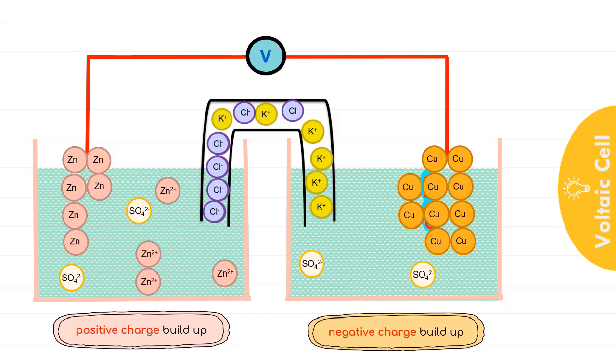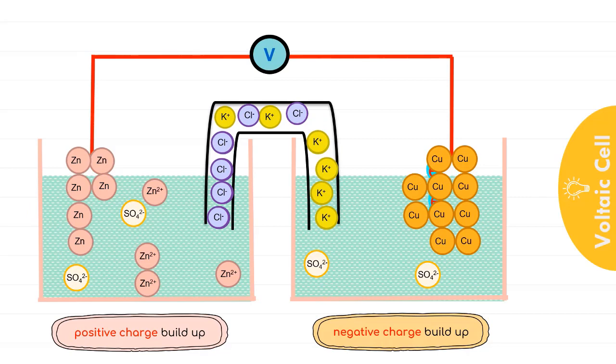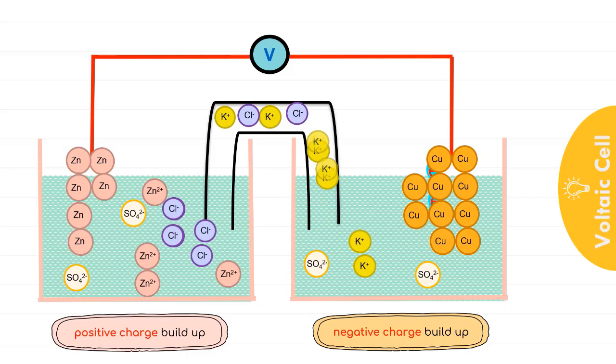Although there are some barriers, the ions from the salt bridge are able to slowly pass through the cotton plugs. So, for the side with positive charge building up, the negatively charged Cl- will move over into the half cell to help balance out the charge. Same goes with the side with negative charge building up. The positively charged K+ will move over into the half cell to help balance out the charge.